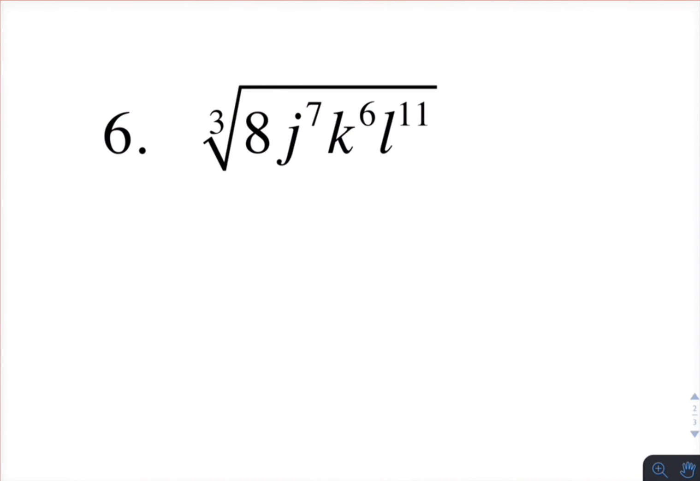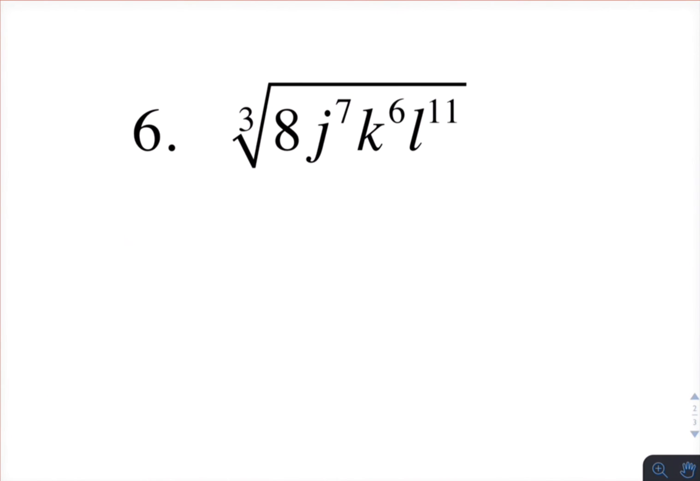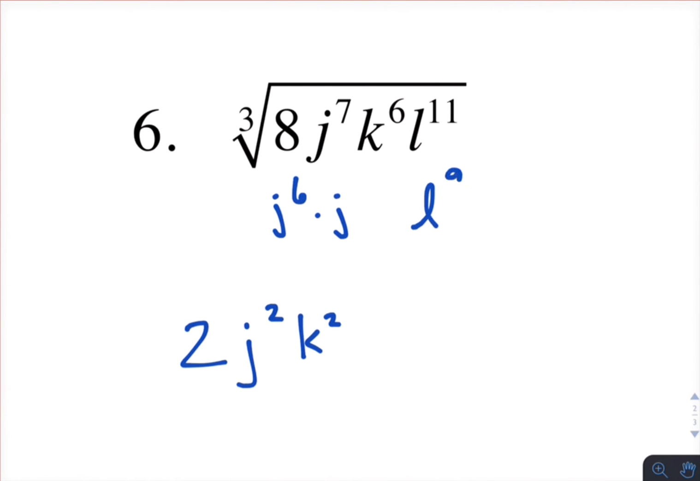And with variables, we treat it the same. So I've got the cube root of 8, so I'm going to leave that, so that's going to be a 2. J to the 7th, I can think of that as j to the 6th times j. And I can take the cube root of j to the 6th, it's j squared. K to the 6th, I can take the cube root of that, that's k squared. And then L to the 11th, I'm going to break into L to the 9th times L squared.